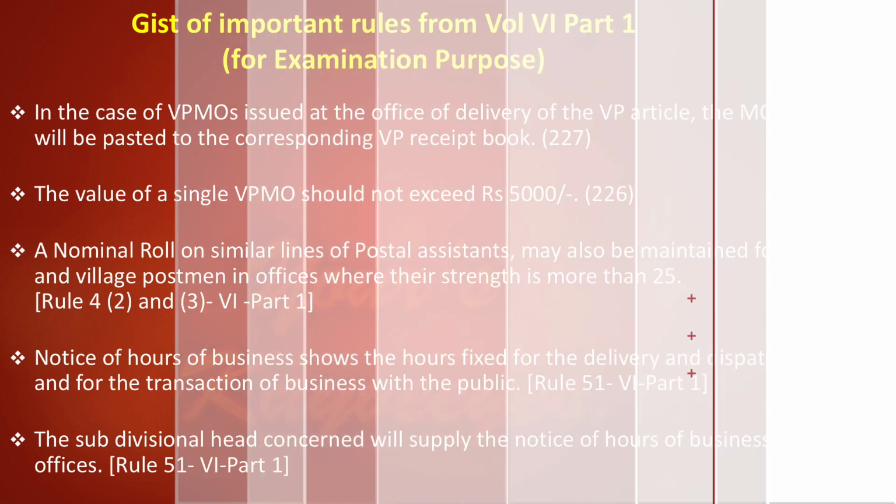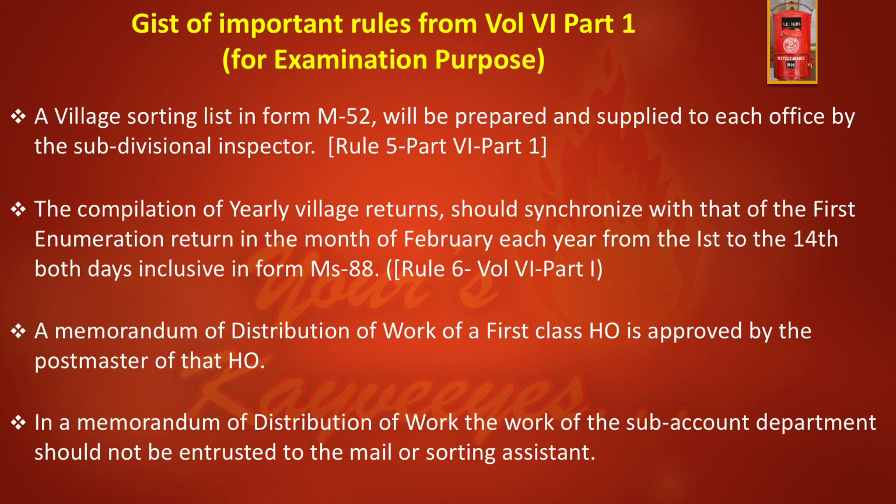Rule 51. A village sorting list in Form M52 will be prepared and supplied to each office by the subdivisional inspector. Rule 5. The compilation of yearly village returns should synchronize with that of the first enumeration return in the month of February each year from the 1st to 14th, both days inclusive, in Form MS 88.